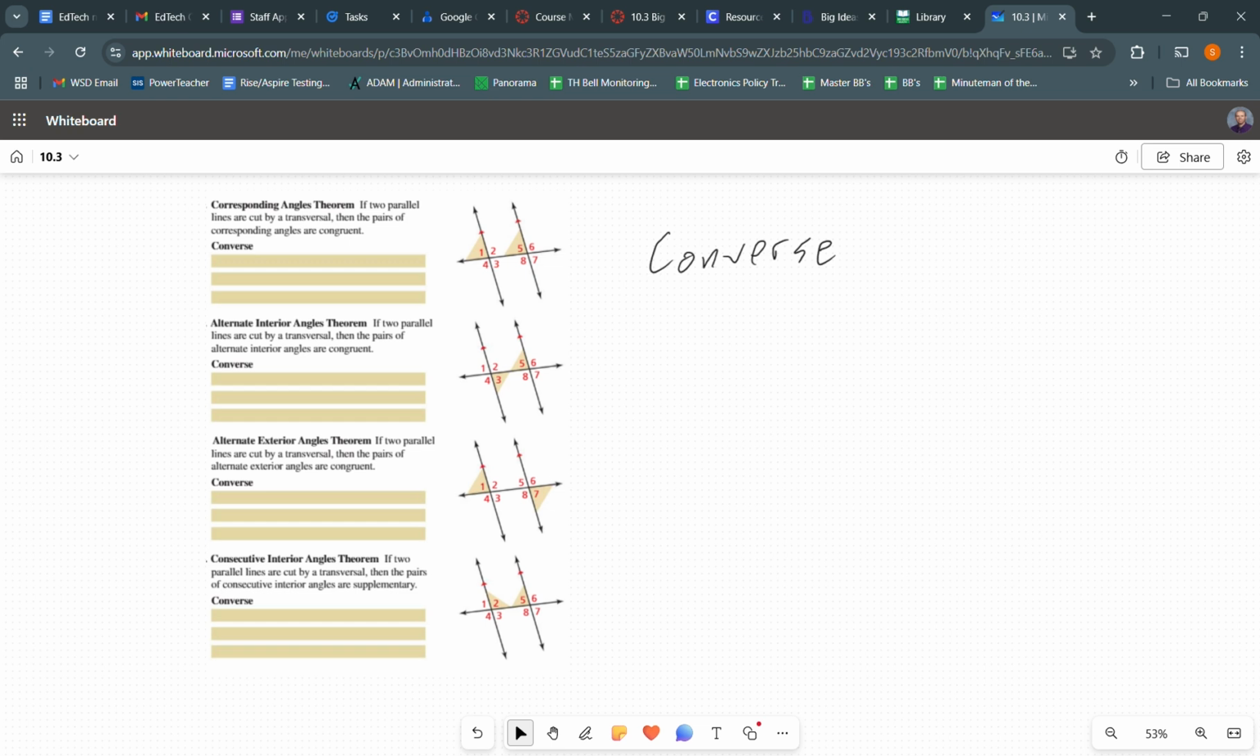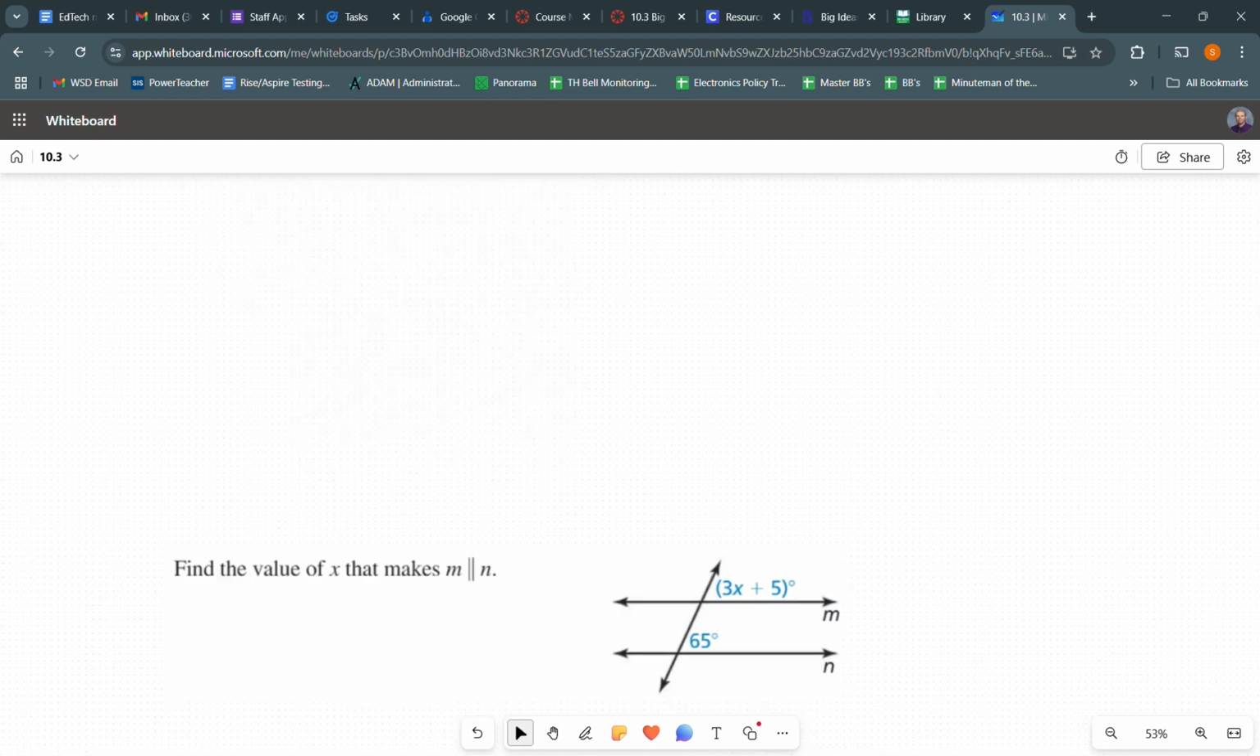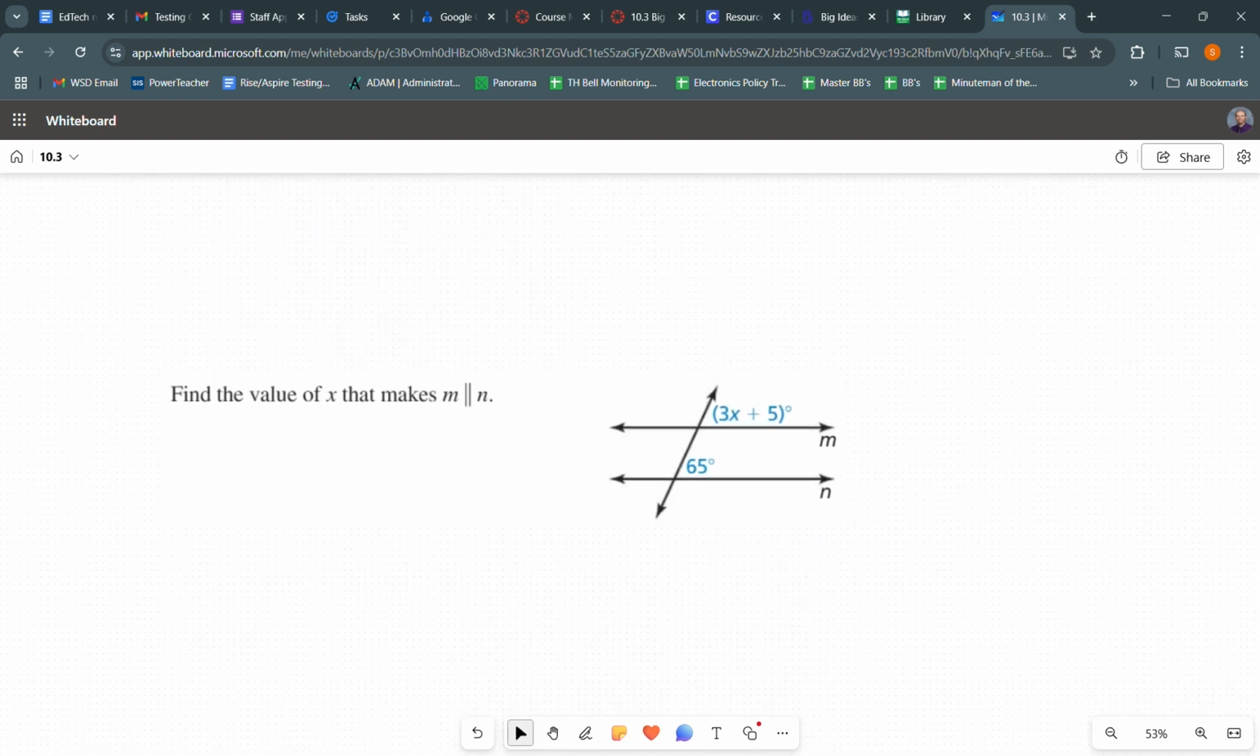So we're going to take a look at a couple of examples. Example number 1 says, find the value of x that makes these two lines, m and n, parallel to each other. Well, these are corresponding angles. If they're parallel lines, we know that those two corresponding angles must equal each other in measure. They're congruent to each other.